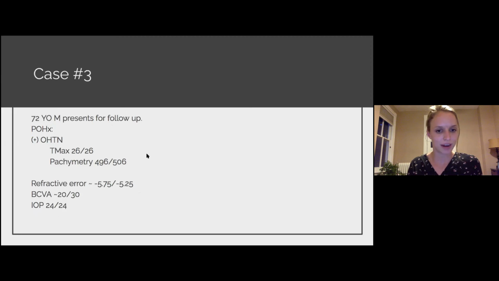His refractive error was a little lower than our first two cases, a minus 5.75 in the right eye and 5.25 in the left, with a best corrected vision of about 20/30, some early age-related cataracts in each eye. And his IOP this visit was 24 in each eye.